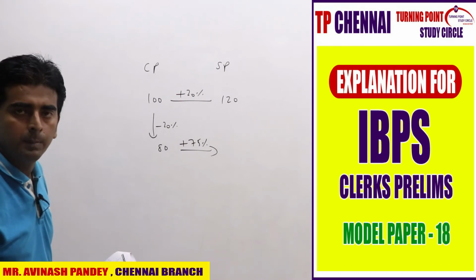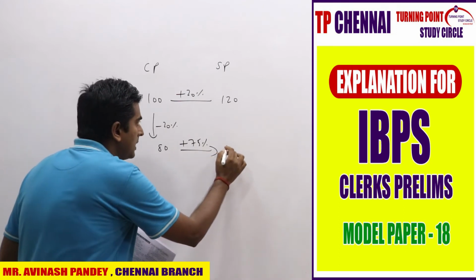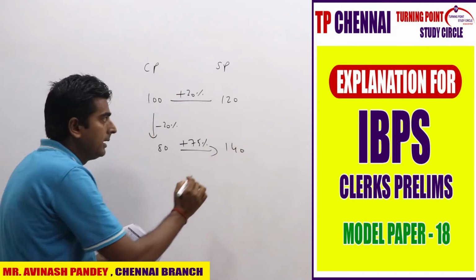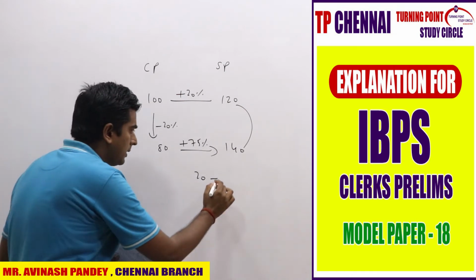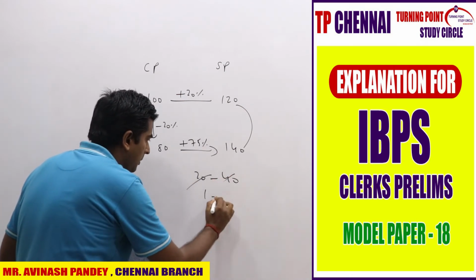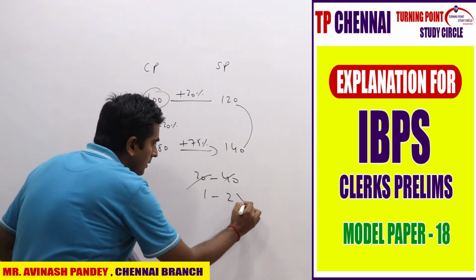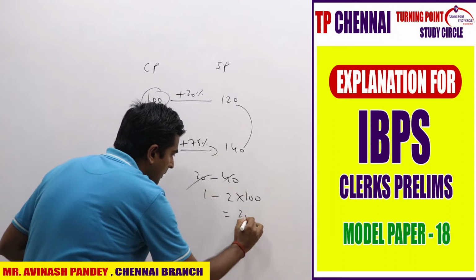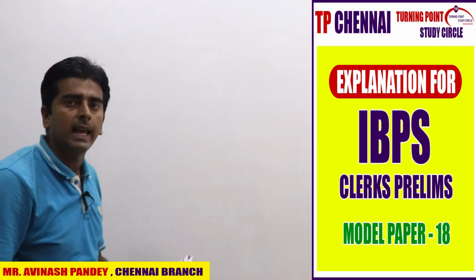So when you increase 75% on 80, that means how much you have to increase? 75% fraction value is 3 by 4. 3 by 4 of 80 is nothing but how much? 60. 60 you need to add here, it will become how much? 140. Here how much more is there? 20. How much more is there in question? 40. So 20 part is 40, 1 part is 2. What they are asking? Find the cost price. Cost price is 100 only. So in 200. So what is my answer? My answer is 200.